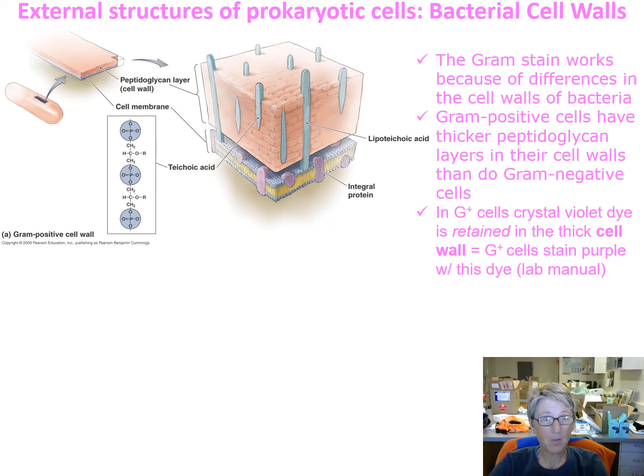So the gram stain works because of the differences in the cell walls of gram-positive and gram-negative bacteria. And we just said this, gram-positive cells have a thicker peptidoglycan than gram-negative. And I told you this too, in gram-positive cells, the crystal violet dye is retained in that thick cell wall. So here's a cartoon of the thick cell wall that retains the crystal violet stain even when you try to decolorize it.